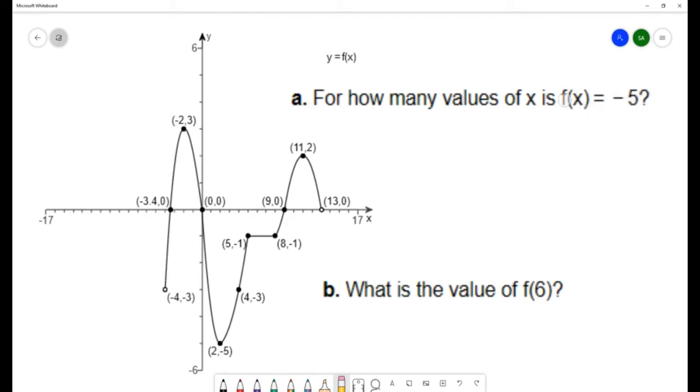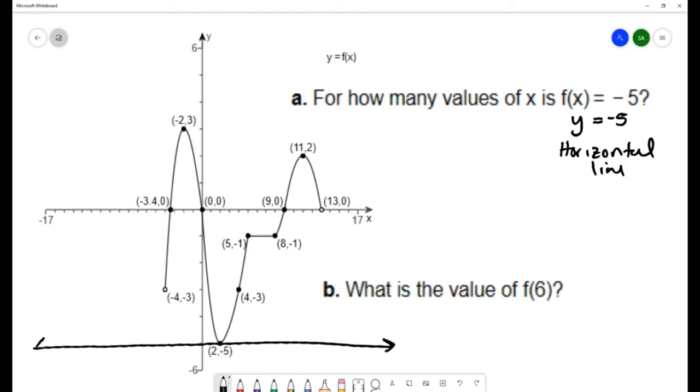So let's think about what these symbols mean for a second. We have to remember that f of x is the same thing as y. So this is saying y equals -5. For how many values of x is y equal -5? So one way we can think about this is to draw a horizontal line. y equals -5 is a horizontal line, and that horizontal line will be at y equals -5. I'm going to draw it right here.